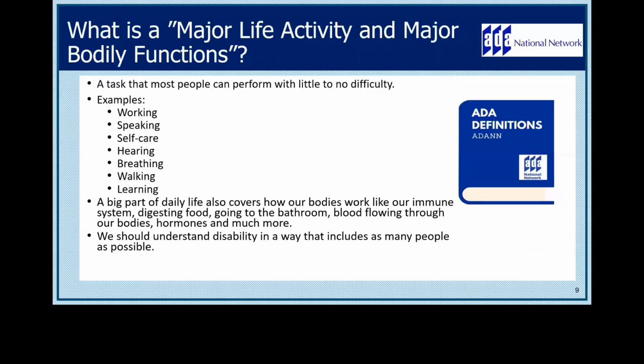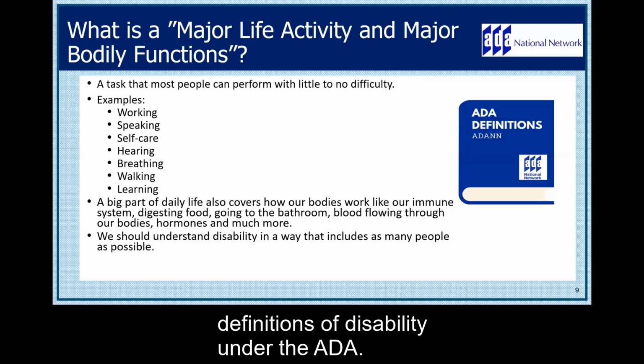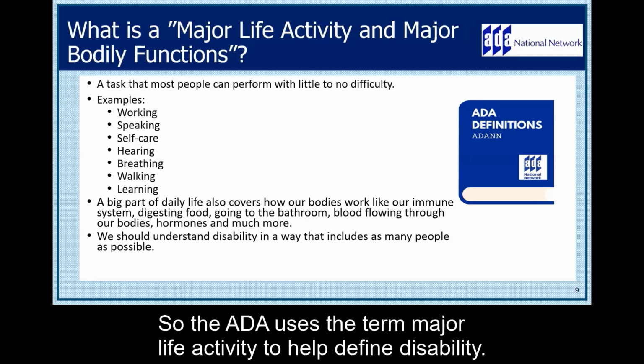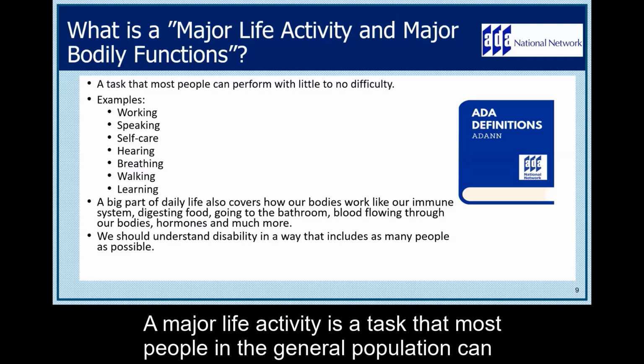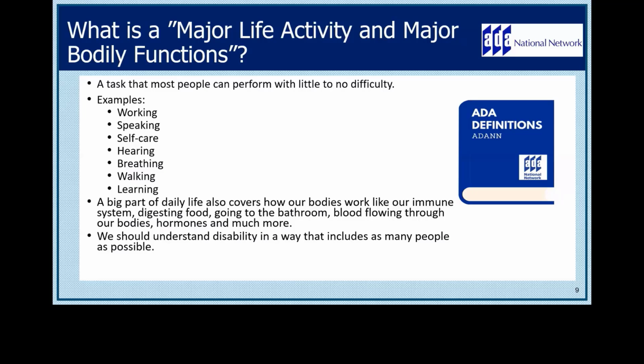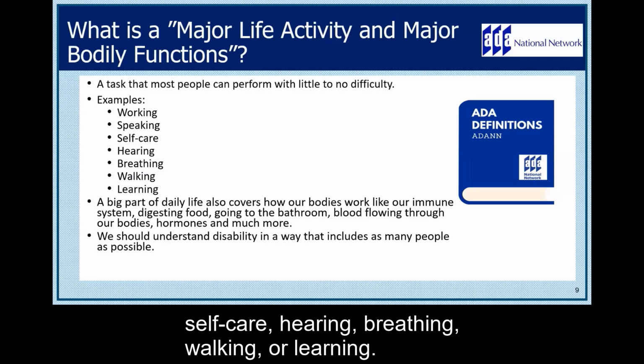Slide 9. Thank you, Oscar. Now let's talk a little bit more about some of the key concepts of the ADA and definitions of disability under the ADA. So for some people, the concept of a major life activity can be unclear. So the ADA uses the term major life activity to help define disability. A major life activity is a task that most people in the general population can perform with little to no difficulty. Some examples include working, speaking, self-care, hearing, breathing, walking, or learning.